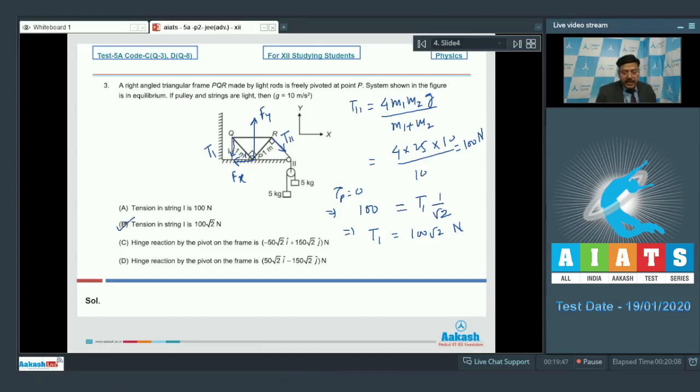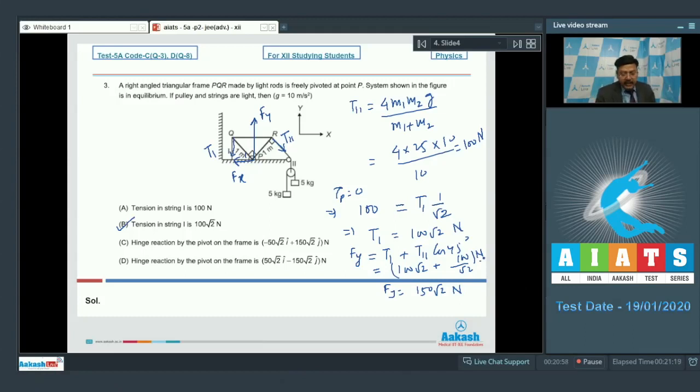Let's now find the hinge reaction. Now we can see that the value of Fy is equal to T1 plus T2 cos 45 degree. Let's put the values. It is 100 root 2 for T1 plus 100 by root 2. That's the value of Fy, which simplifies to 150 root 2. So Fy comes out to be equal to 150 root 2 Newton. You can see that by simplifying this value.